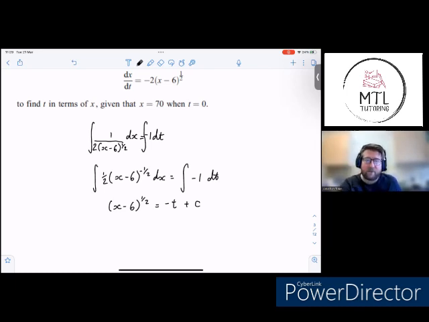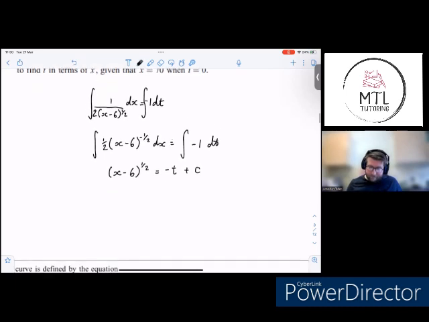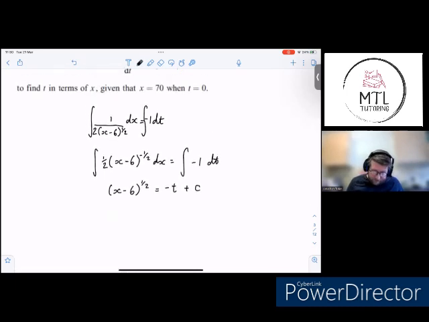So we want to find t, so that's a general solution to the equation. They've given us some boundary conditions: when t is 0, x is 70, so we can use that to work out c. So let's sub that in. So x equals 70, t equals 0. Sub that in. We'll get 70 minus 6 is 64. To the half is 8. So that gives us 8 is C.